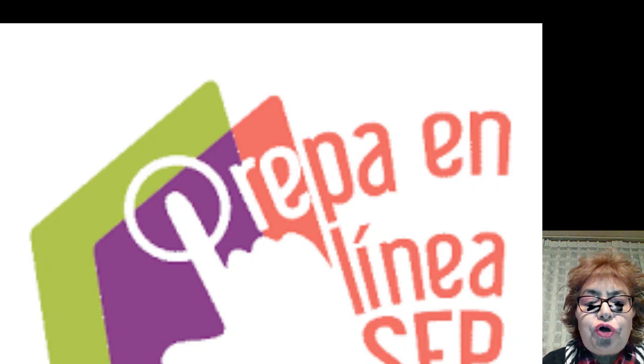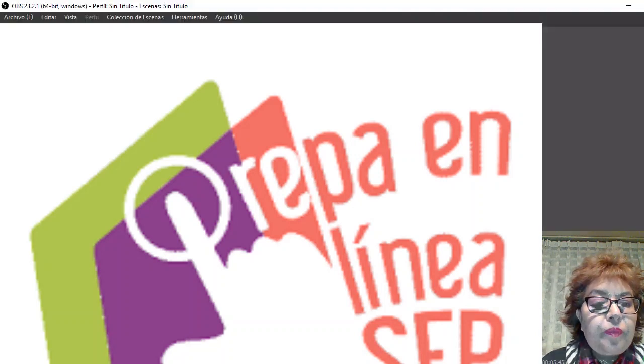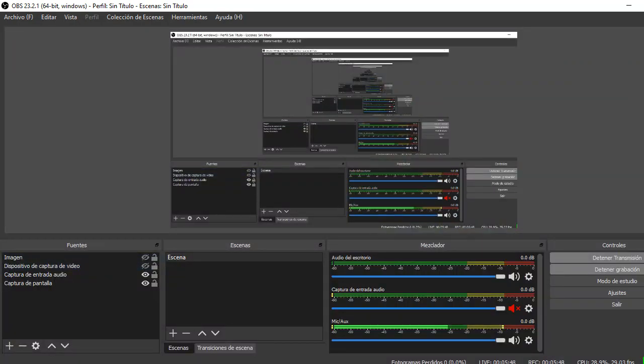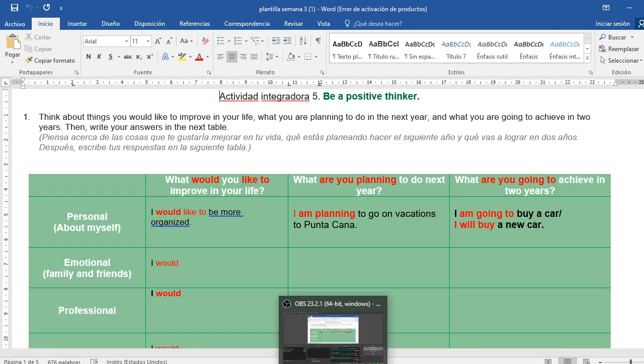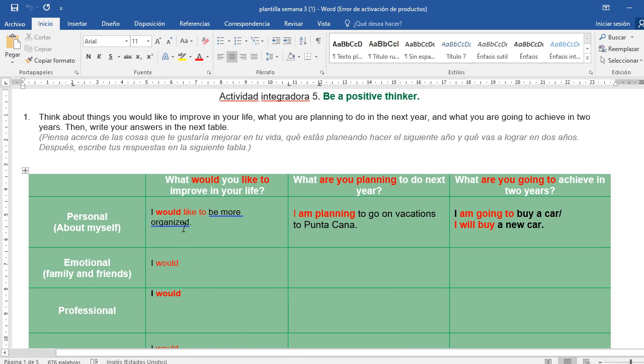And I will share the screen to take a look at this document that I have prepared for you. So in integrating activity number 5, be a positive thinker, what you have to do is, if you notice, it is divided into three columns. This week we are studying the future tense, el tiempo futuro.